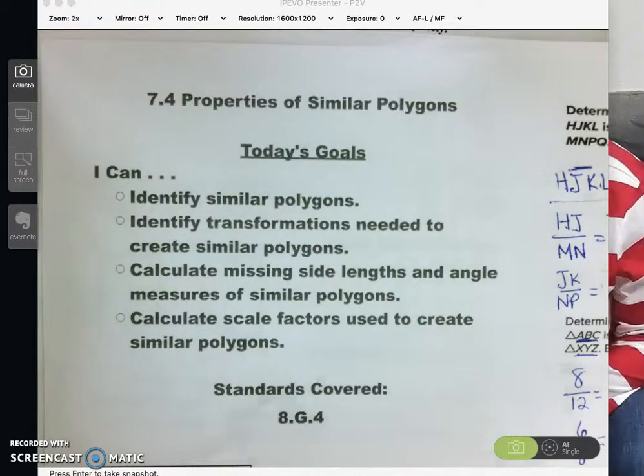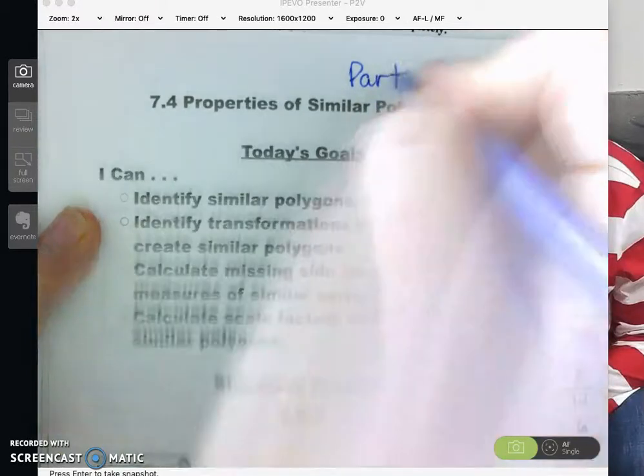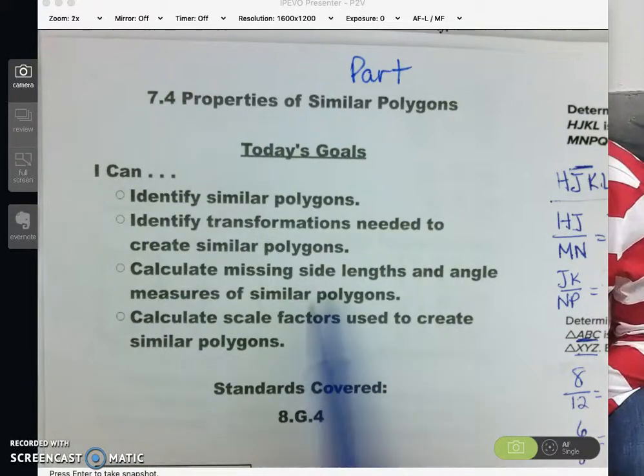7.1 or 7.4 part 1 redo. So, properties of similar triangles. After today, we will be able to identify similar triangles and then calculate any missing side lengths and angle measures of similar polygons.